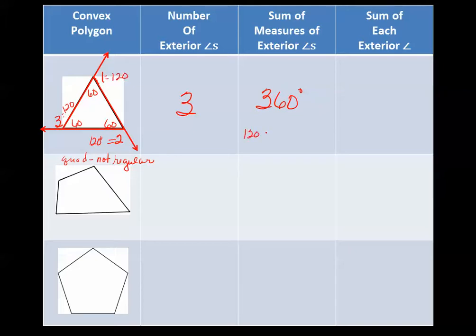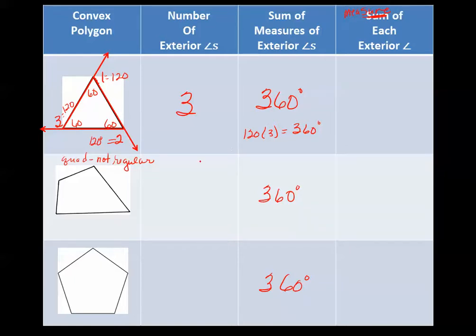Well, 120 times 3 is going to give me 360. And that will work with your quadrilaterals, pentagons, all of your gons. All of them will add up to be 360. So you can even be so bold as to go ahead and write 360 in there. And this right here isn't supposed to say sum, that should say measure.